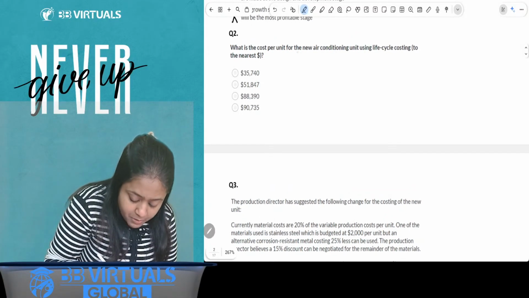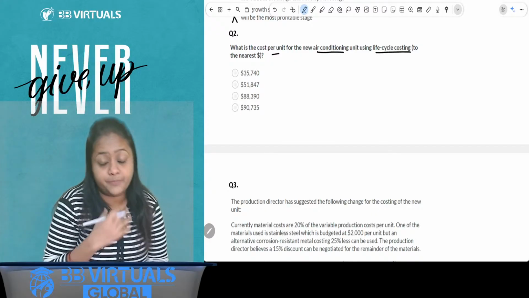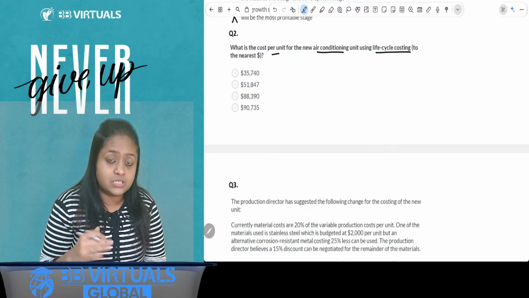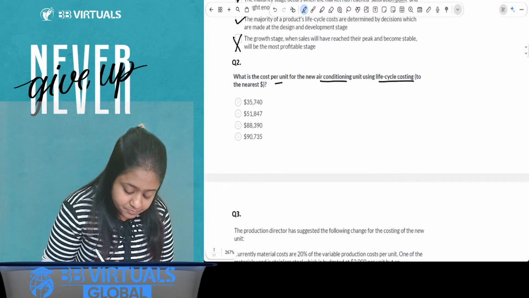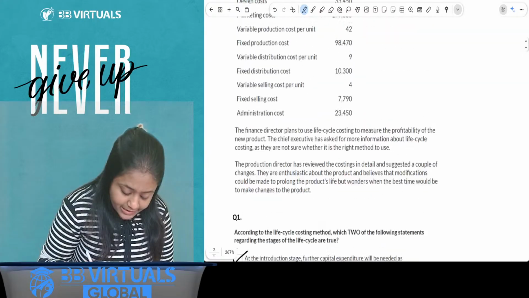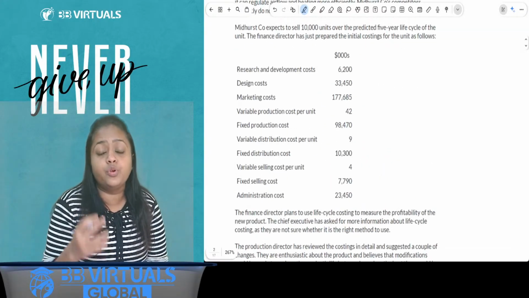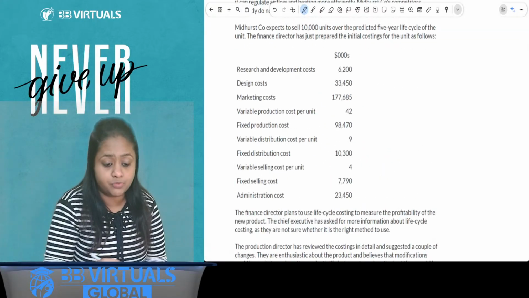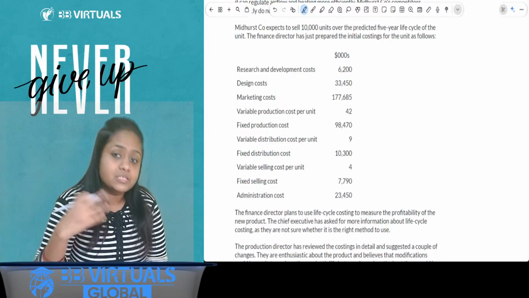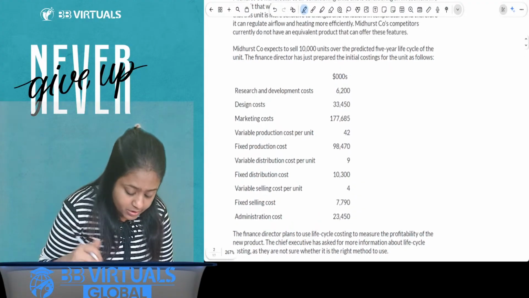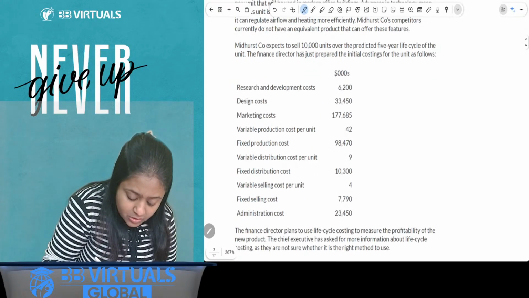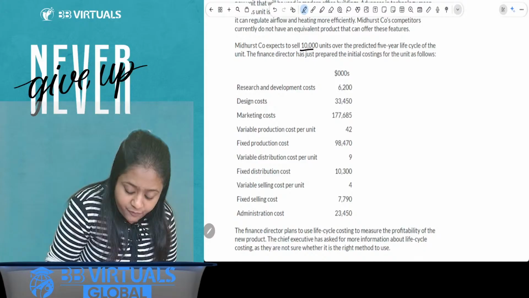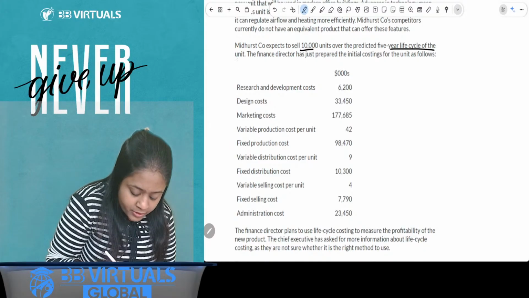What is the cost per unit for the new air conditioning unit using life cycle costing? Okay, so life cycle costing, we need the cost per unit for the new air conditioning. So for that, let's see the data, and what you have to do, you have to calculate the cost from top to bottom. Now let's read the entire portions, so then we can calculate the cost accordingly. Midhurst company expects to sell 10,000 units over the predicted 5-year period of the life cycle of the unit.